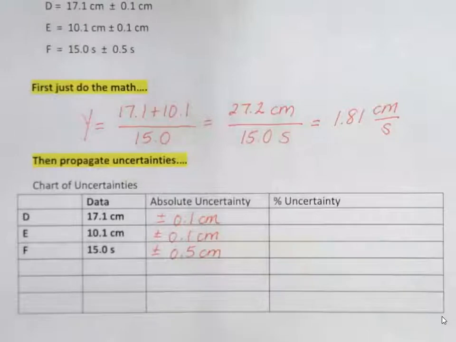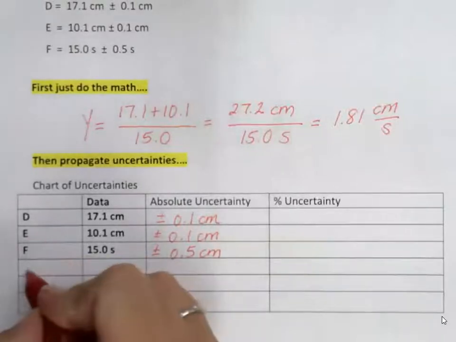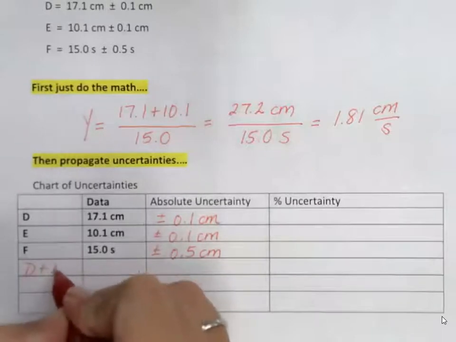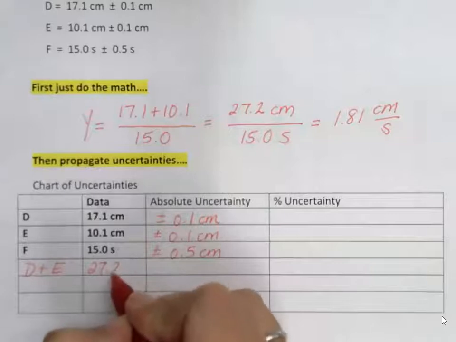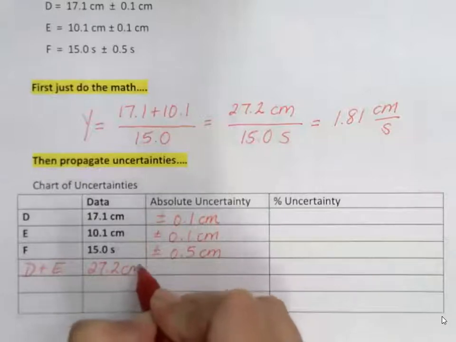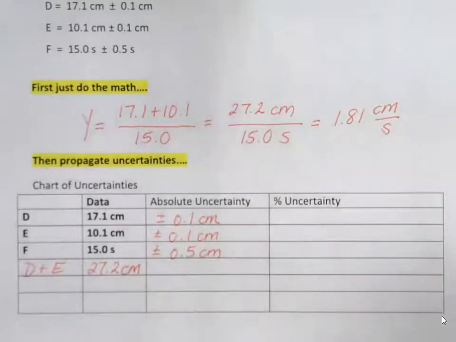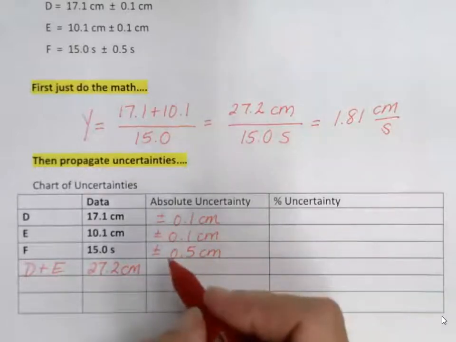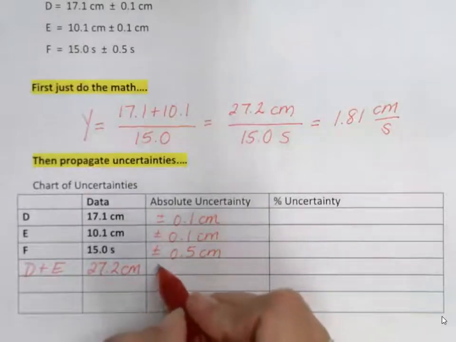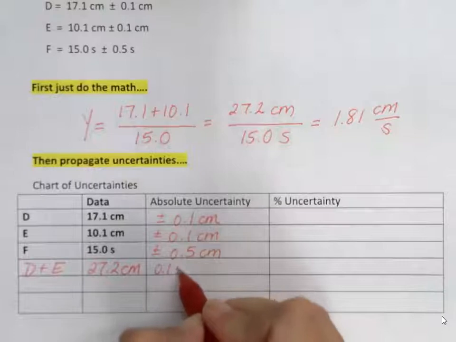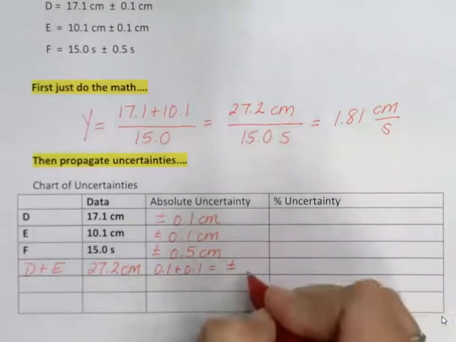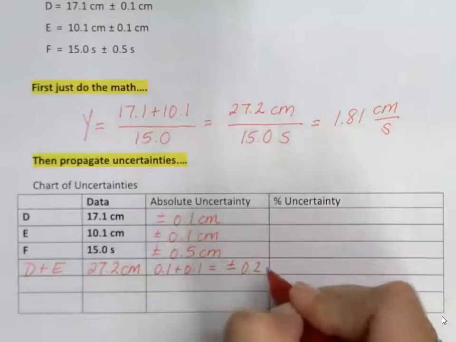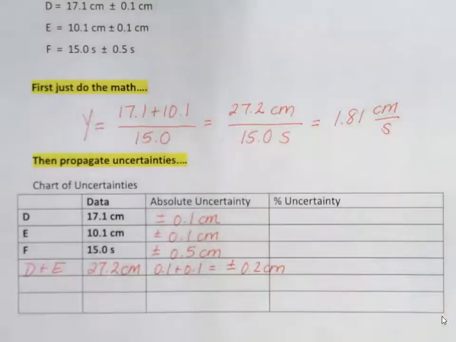Okay, so now we think about the math that we did. The very first step was us adding d plus e together. And when we did that, we got the value of 27.2 centimeters. And when you add 2 pieces of data, you add their absolute uncertainties. So 0.1 plus 0.1. My absolute uncertainty in my numerator is plus or minus 0.2 centimeters.